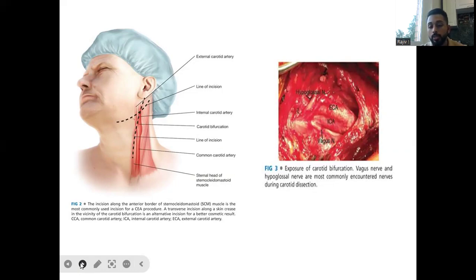Now, vagus and hypoglossal are most commonly encountered because spinal accessory and glossopharyngeal, they are a little up. So they don't usually come into acquaintance. But yes, if the BCA, brachiocephalic artery glomus, is a little higher in some patients, that is a little weird anatomy, then you can also encounter glossopharyngeal and spinal accessory. So this is going to be the line of incision, you see, from the angle of mandible to the sternal head.